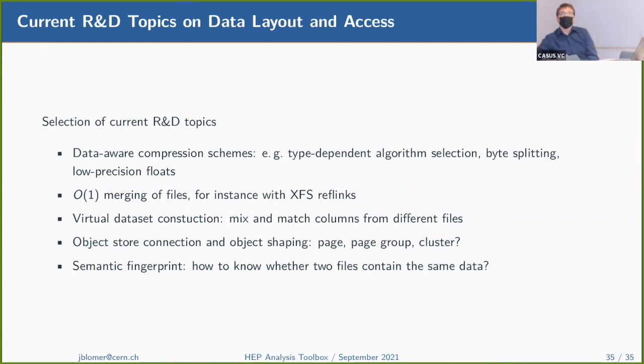Sorry. Yeah. No, this is why page group cluster. I think you can just translate this directly to tiling. Mm-hmm. You see, very similar thing.